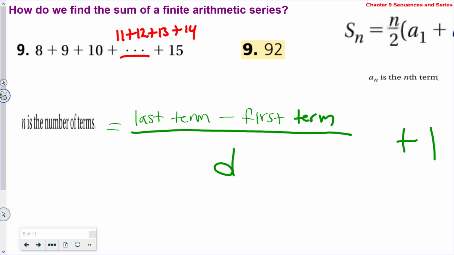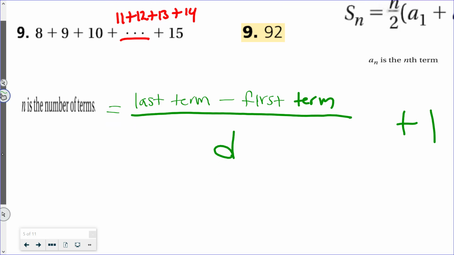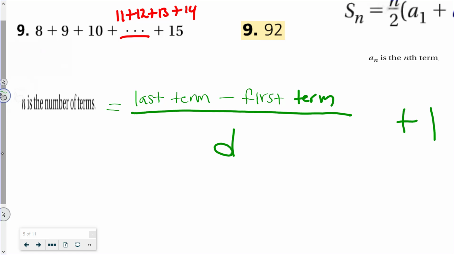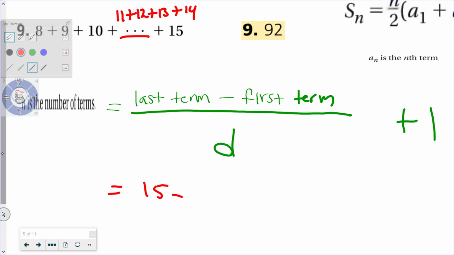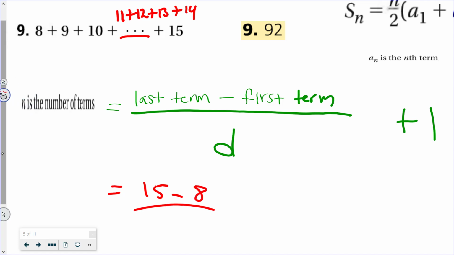Did everyone write that down? So as you can see, Yusuf said you could just count it as 8, but if you didn't know the numbers in between, what is the last term? So it's 15. What's the first term? 8. What's the common difference? The common difference is not 2. 1. The common difference is 1. So divided by the common difference plus 1.